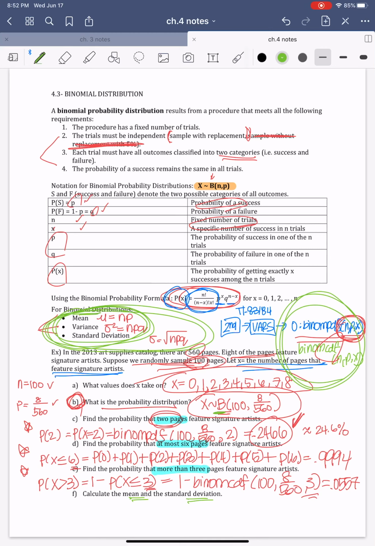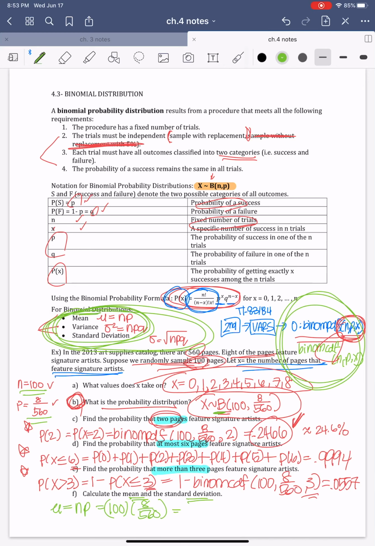I'm going to show you the mean, variance, and standard deviation formulas for uniform and normal distributions. So you're going to have a lot of formulas at the end of chapter 5. Keep those formulas straight. Do not mix them up, because you don't want to use the wrong formula for the wrong distribution. But for this one, the mean is very simple, a lot simpler than calculating the probability value. N times P, N was 100, P was 8 out of 560, so 100 times 8 out of 560.